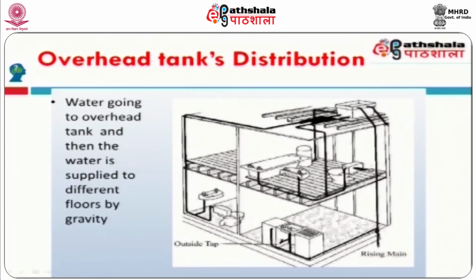So, here is an isometric view of the overhead tank distribution. We have the overhead tank at the top, and from there the water is conveyed through the feed pipe or main pipe, and there are a number of branch pipes feeding the different fixtures at different floors.